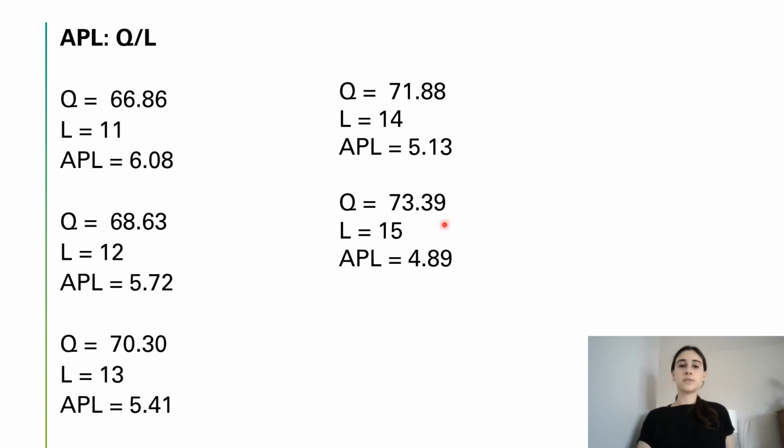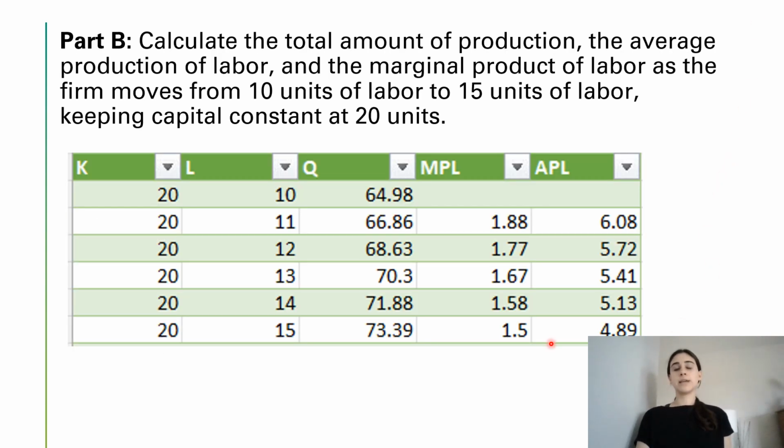Last, when L is 15, we have a total quantity of 73.39. Solving for APL, we get 4.89. When there are 15 workers, each worker on average produces 4.89 units of product. Here we have filled in APL at every position, and this section of the problem has been completed.